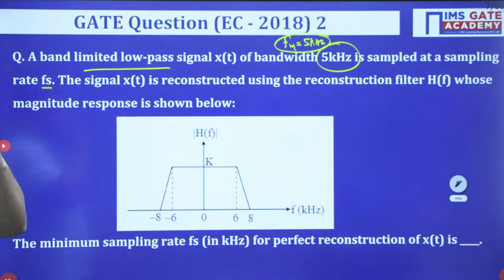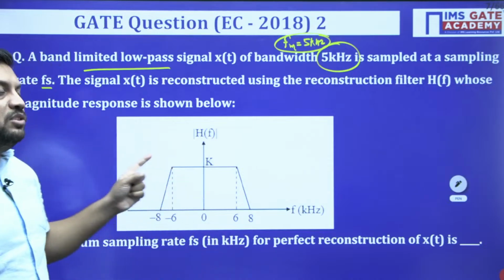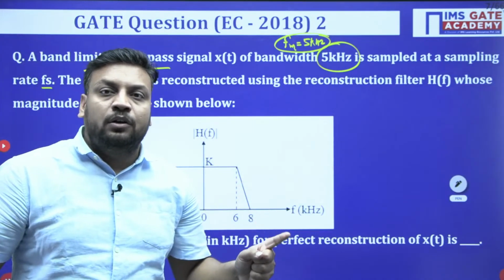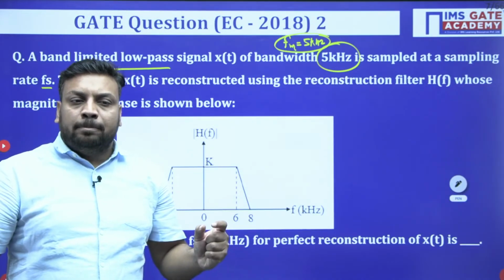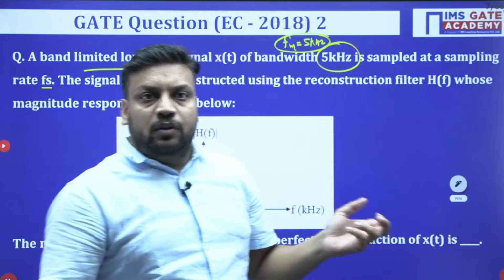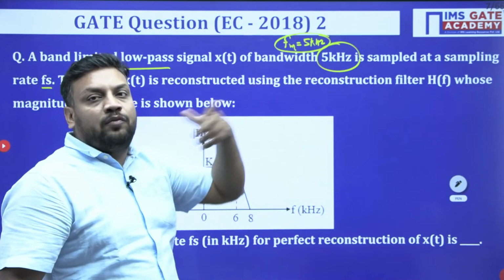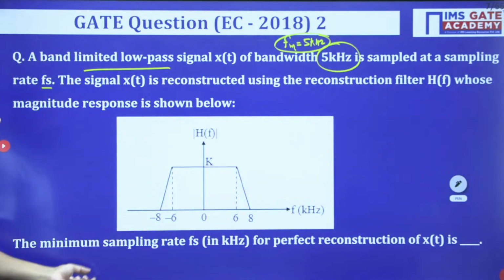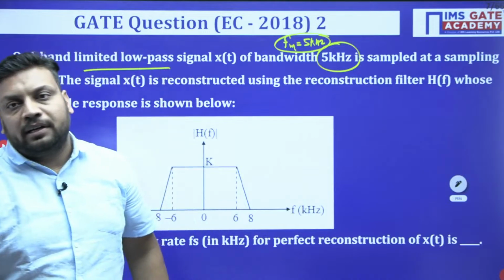Here we have the maximum frequency FM, but why is this question important? Because generally students directly take the Nyquist rate as twice FM. So if they go for twice FM, they will get the answer twice into 5, that is 10 kilohertz. They will type 10 kilohertz, and that is not at all the correct answer.